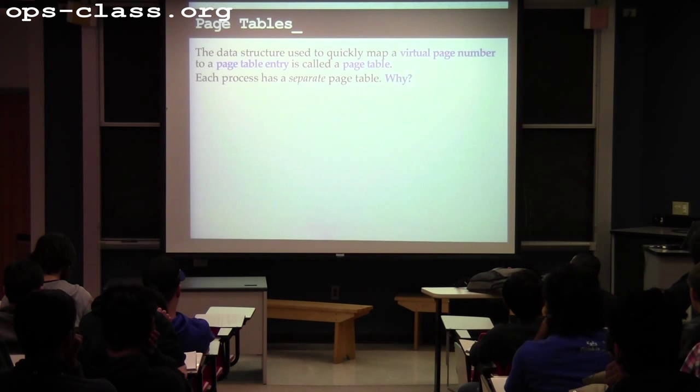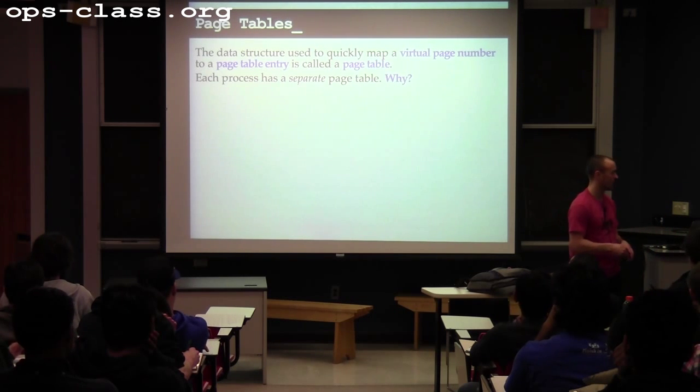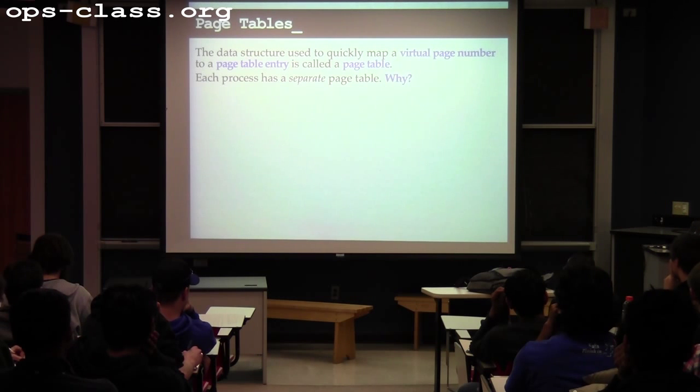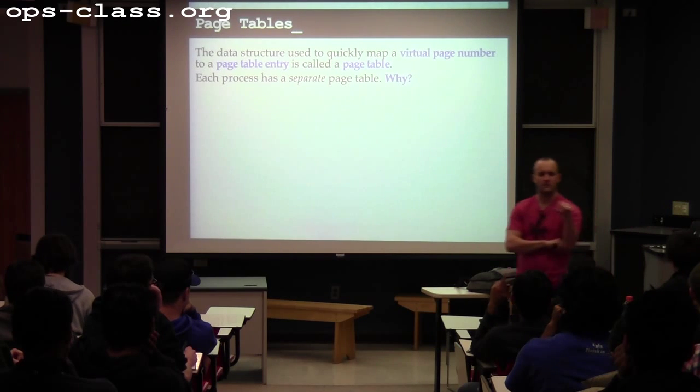All right, so the data structure that we use to do this mapping is called a page table, right? And we'll spend the rest of the day talking about a couple of different designs for the data structure that we use to implement page tables, right? Every process has its own page table. That's another place where the compactness comes into play. Why is that true? Why does every process need its own page table? I should just be able to have one page table for the whole system.